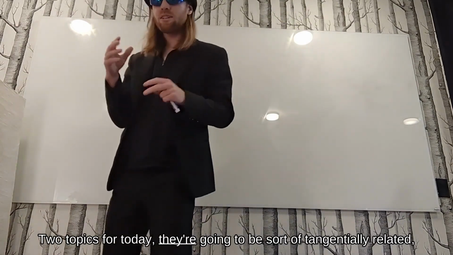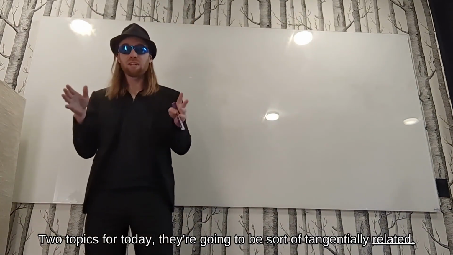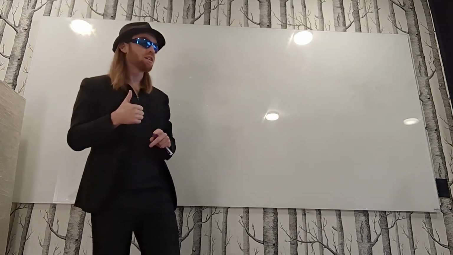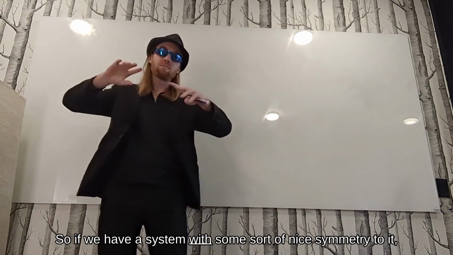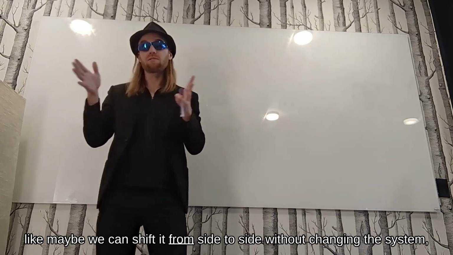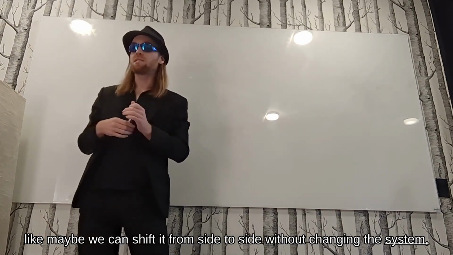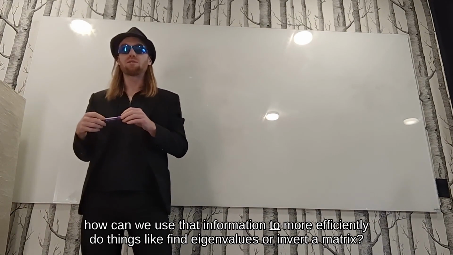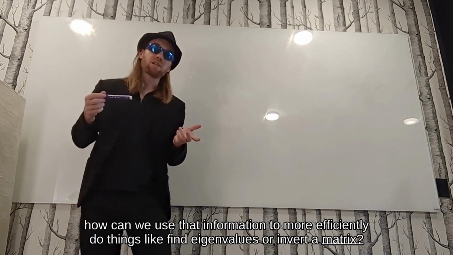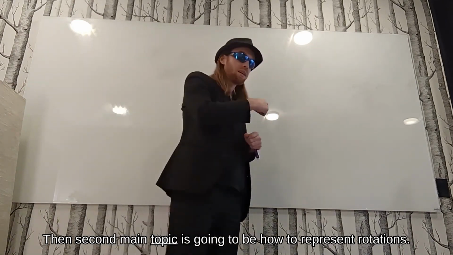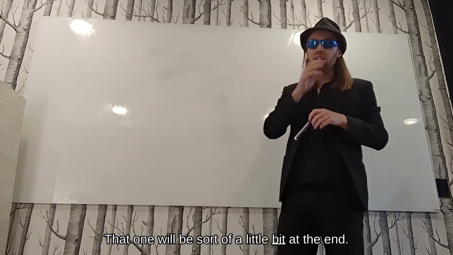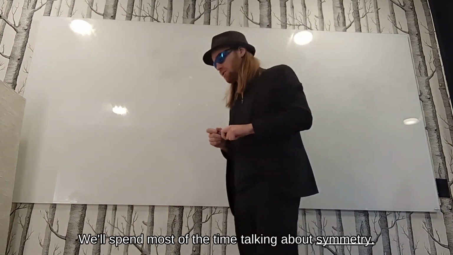Two topics for today. They're going to be sort of tangentially related, but largely just separate parts of the talk. First up is going to be symmetry. So if we have a system with some sort of nice symmetry to it, like maybe we can shift it from side to side without changing the system, how can we use that information to more efficiently do things like find eigenvalues or invert a matrix? Then the second main topic is going to be how to represent rotations. That one will be a little bit at the end. We'll spend most of the time talking about symmetry.